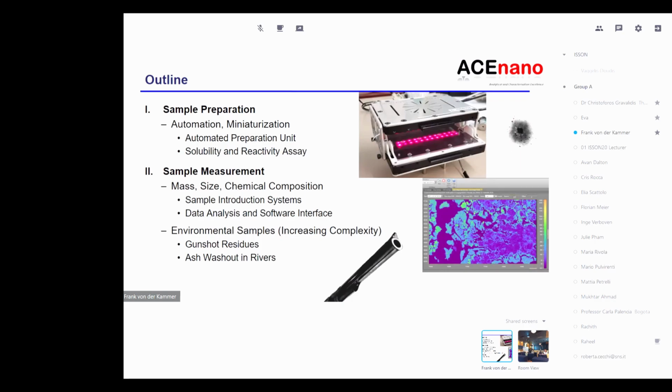10 different tasks that are looking into 10 different technologies to be developed. I will show you today something about automation and miniaturization, especially an automated sample preparation unit, and a solubility and reactivity assay on a chip. Large chip, but it's chip-like. Sample measurements: mass, size, and chemical composition of nanoparticles.